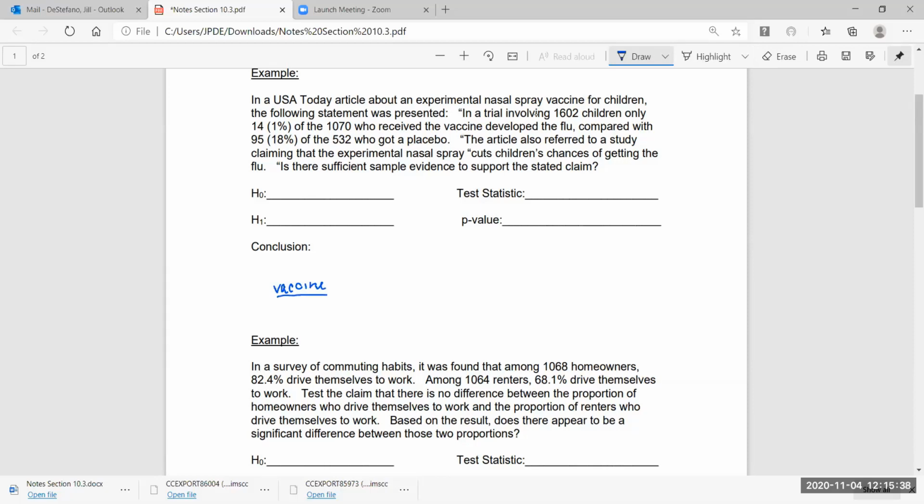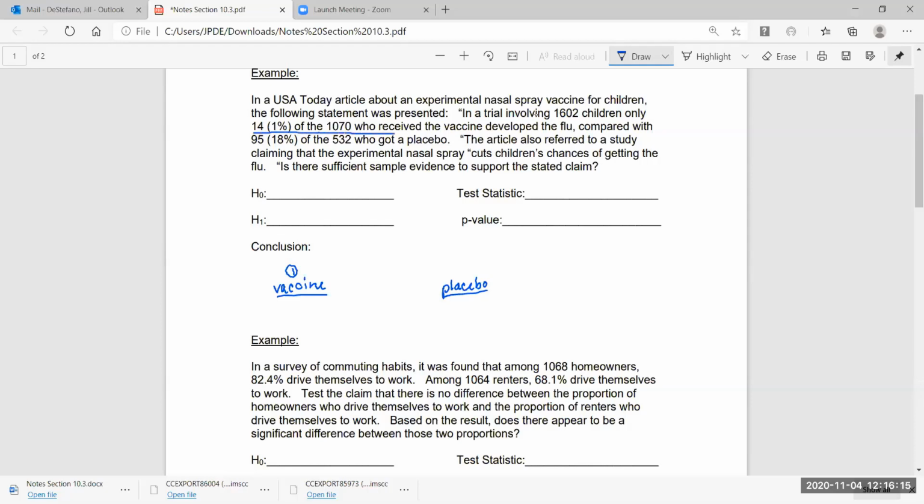So we have the group that got the vaccine, and then we have the group that got the placebo. That would be considered our control group. Again, it doesn't matter which one you call group 1 and which one you call group 2, or which one's your first sample and which one's your second sample. Typically, we compare them in the order that they're given. So the vaccine group was discussed first. And it tells you have 1,602 children all together.